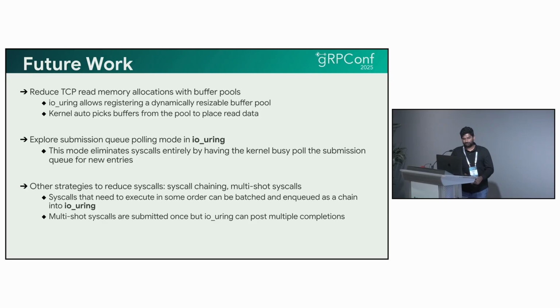Syscalls that need to execute in a specific order can be batched and enqueued as a chain into IO uring. Furthermore, there is this concept of multi-shot syscalls, which are just submitted once, and IO uring can post multiple completions for one submitted syscall. So these are approaches that can lead to significant benefits in highly contended systems which experience a lot of load.